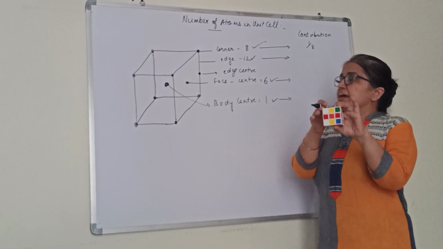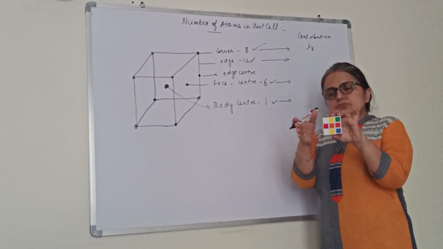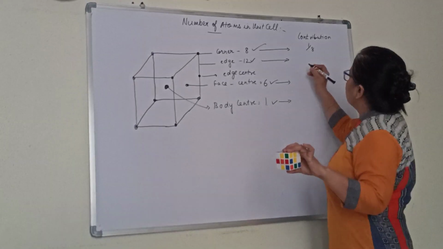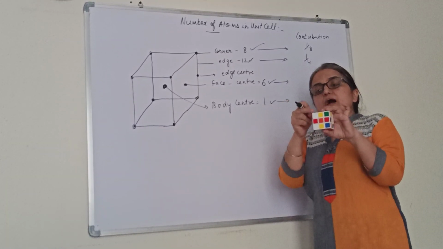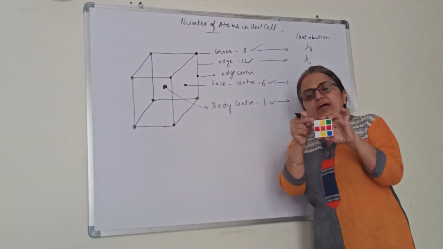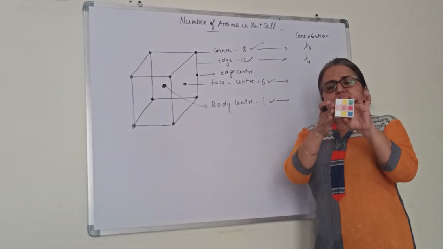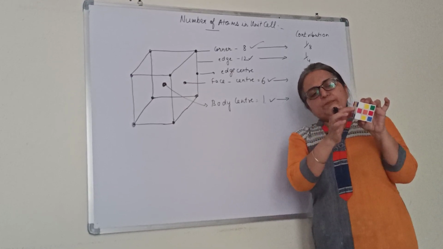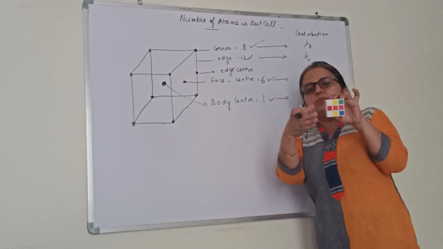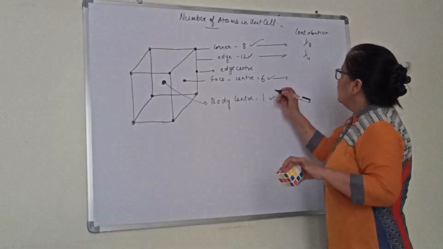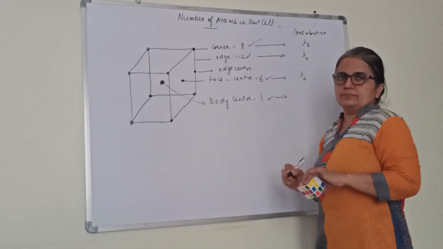If it is at the edge, then it will be shared by 4. See, 1, 2, 3 and 4. It will be 1/4, meaning one unit cell gets 1 by 4 of that particular atom. Face center: if the particle is present here, it will be shared by 2, one unit cell and one more unit cell placed beside it. So one unit cell is getting only 1 by 2 of it.